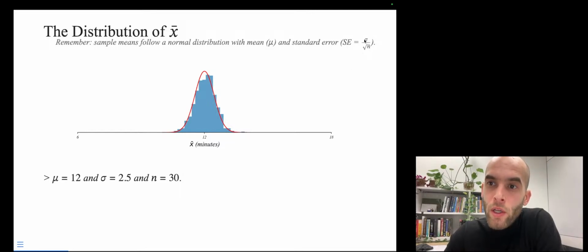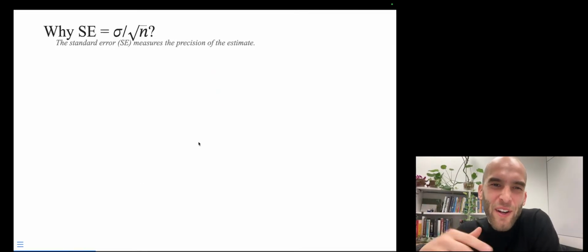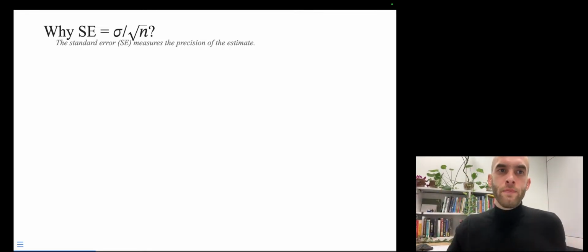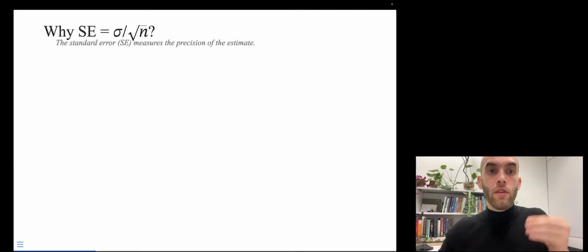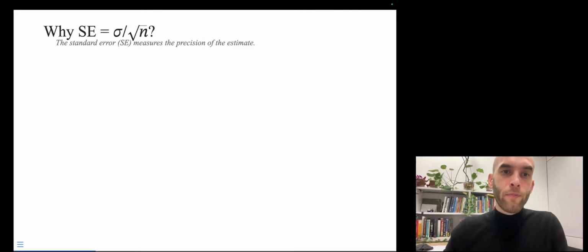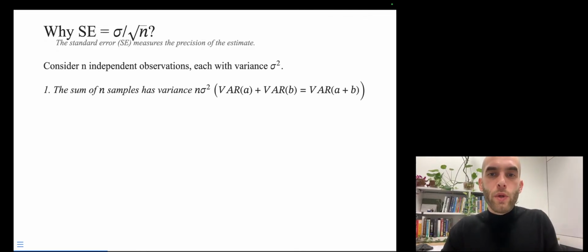So if we know sigma and we know the truth, we know that the distribution of the sample mean will follow this distribution around the truth. So the standard error gives us the variability in the sample mean, which we said was less variable than the sampling distribution itself. We talked about some of the intuition for where this standard error comes from.